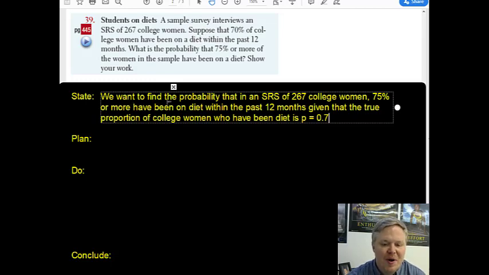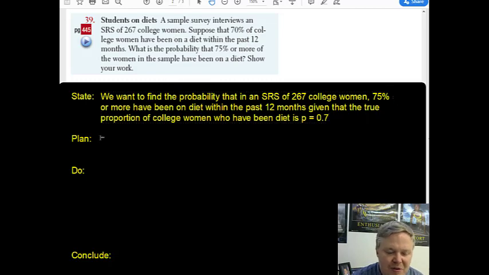We want to find the probability that in a simple random survey of 267 college women, 75% or more have been on a diet within the past 12 months, given that the true proportion of college women who've been on a diet is p equals 0.7. That's our true proportion. Now we have to plan and fulfill our two conditions. Condition number 1: did we fulfill our 10% condition?